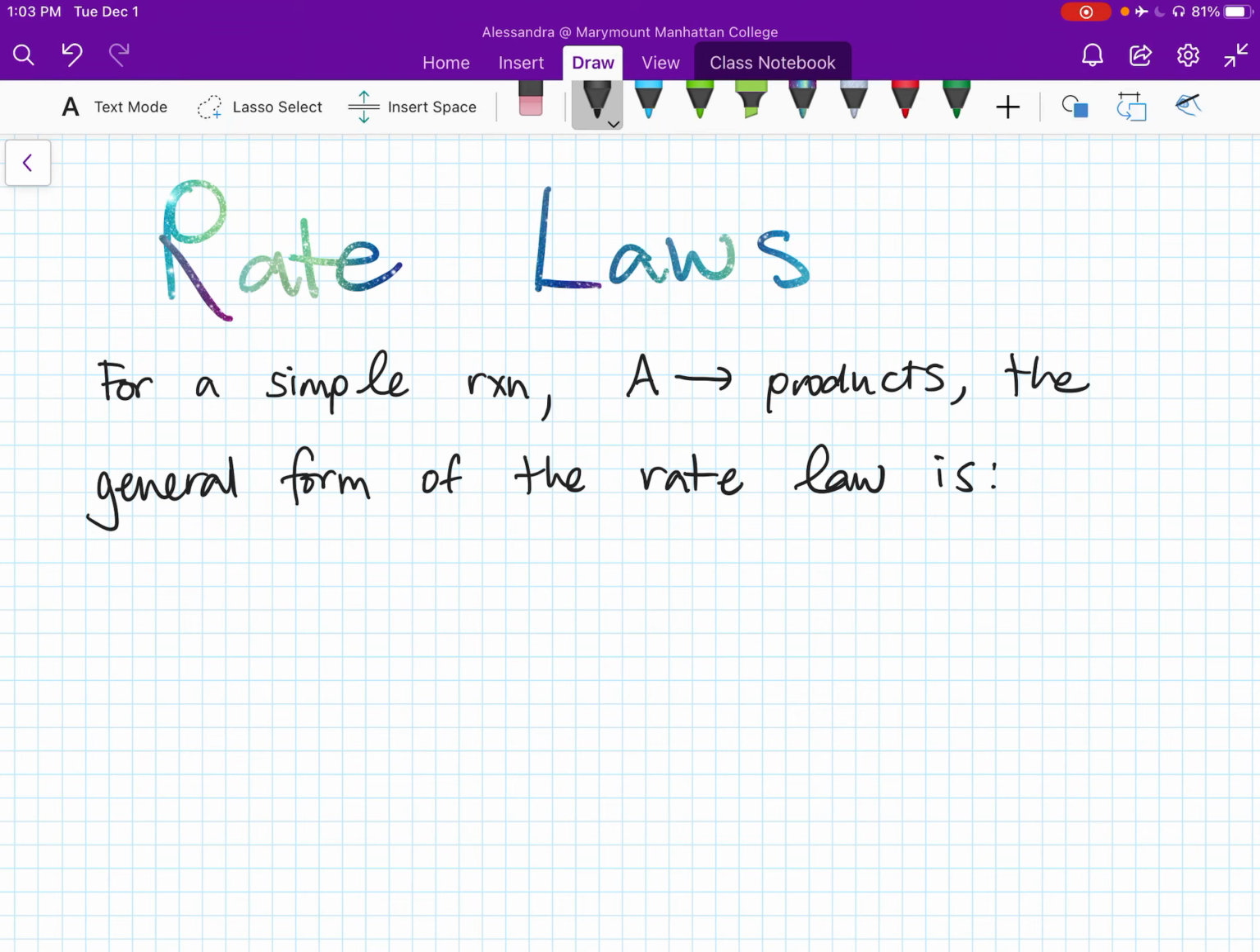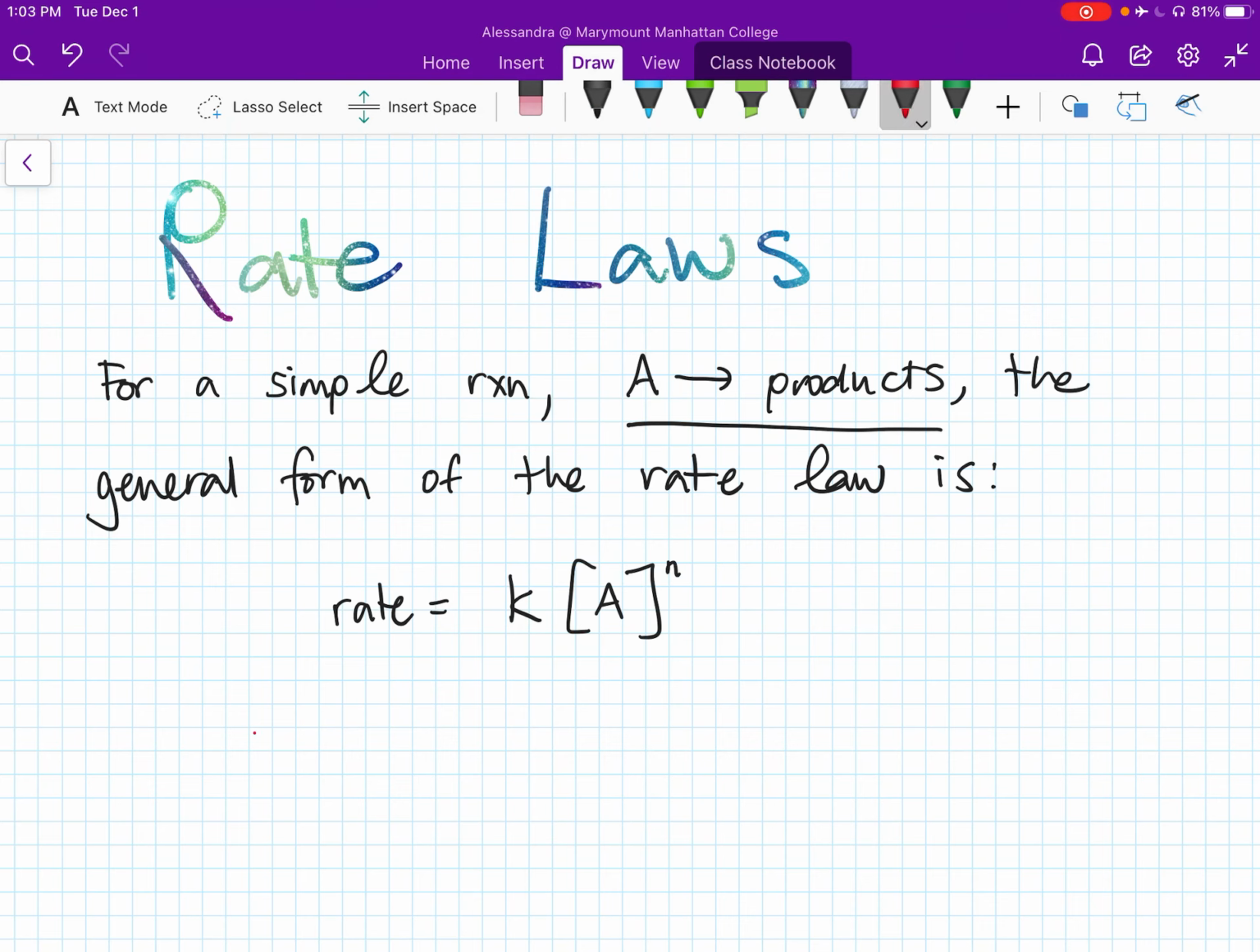So let's take a very simple reaction where A goes to products. A is just our reactant. For that very simple reaction, the general form of the rate law is that the rate is going to be equal to the specific rate constant K times the concentration of the reactant raised to some power. I'm going to call that power N.